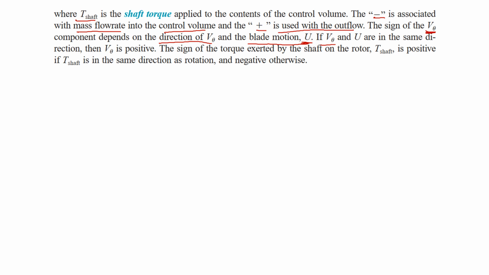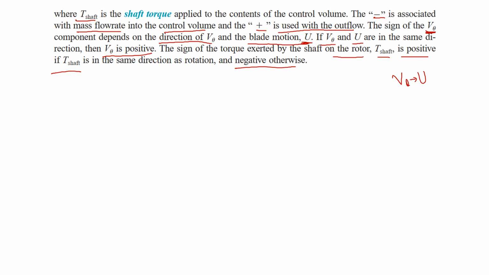So if v theta and u are in the same direction, then v theta will be positive, and the sign of the torque exerted by the shaft on the rotor will be positive. And if it is the other way around, if they are not in the same direction, then the shaft torque will be negative.